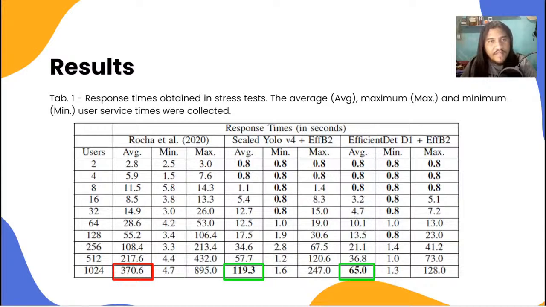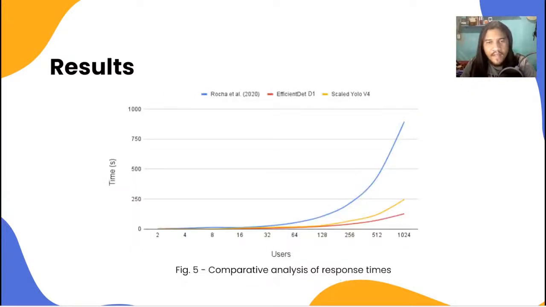Table 1 shows the results obtained for the response times in stress tests. The studied approaches, EfficientDet-D1 and ScaledYOLOv4, obtained better response times than that proposed by Roche et al., our previous work. It proves that the use of a single CNN implies a reduction in response time, as can be seen in Table 1. A comparative analysis of response times can be seen in Figure 5. From 64 users, the differences between response times become more evident. The approaches studied in this work overcome that proposed by Roche et al., our previous work.